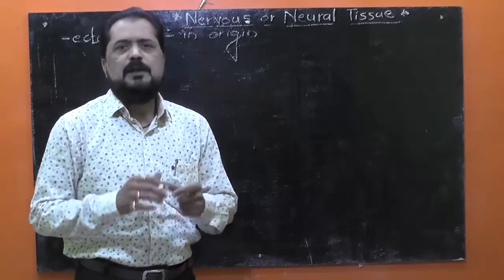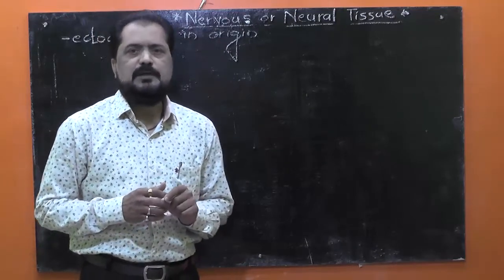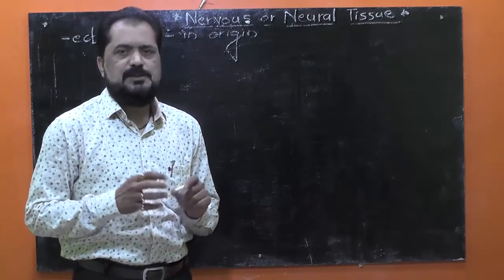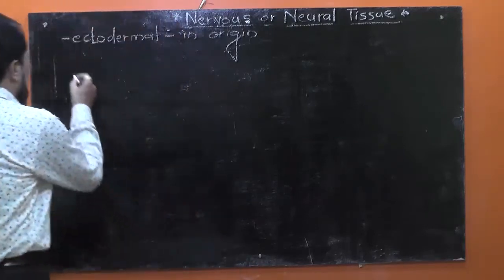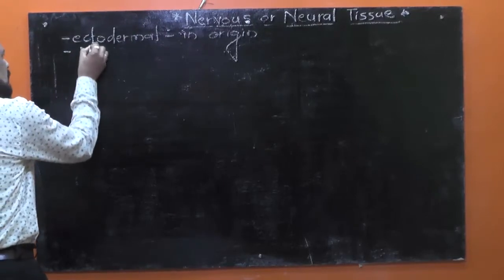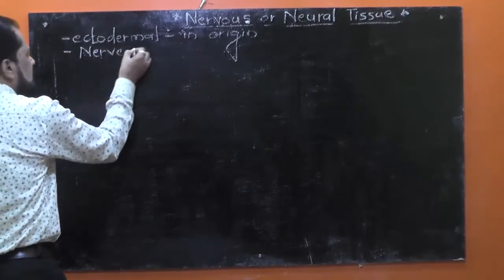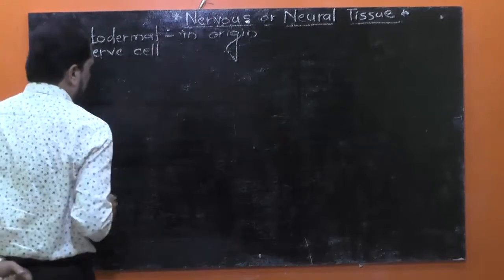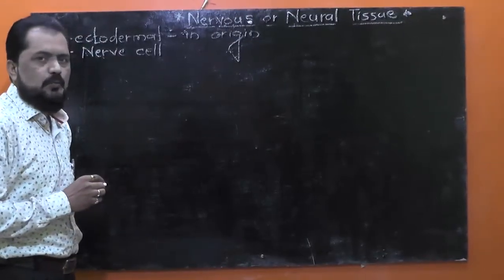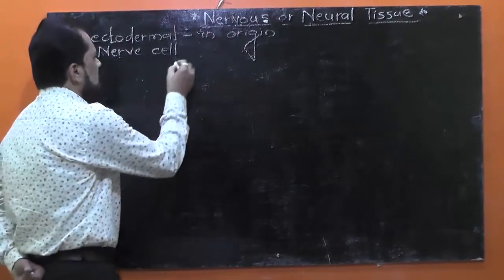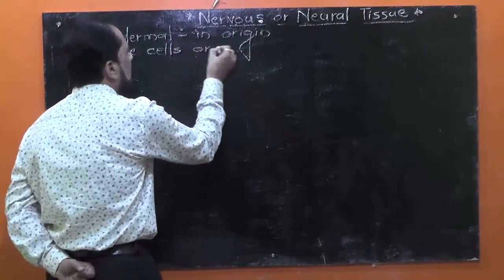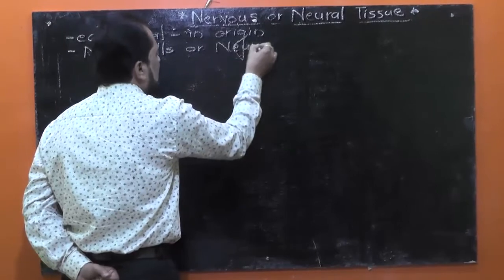Now we have to understand about the different components of nervous tissue. The nervous tissue consists of different components such as the nerve cells, or simply called neurons.